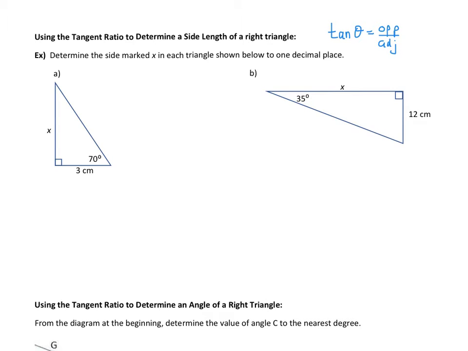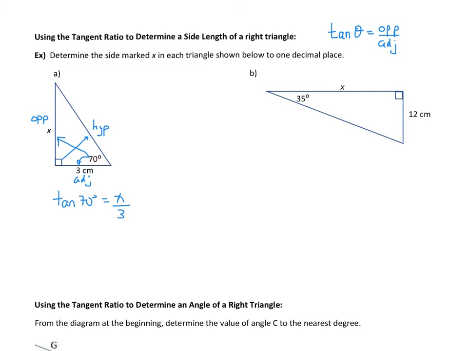So if we look at this very first diagram, the 90 degrees is here, which then tells us this is the hypotenuse. We don't really care about the hypotenuse for this particular question. What we want to find is the side that's opposite to the 70 degrees. So in this case, our x side is the opposite, and then that leaves us with the side here being the adjacent. So if I think of my tan ratio equation here, the tan of the 70 degree angle would be equivalent to the x over the 3.